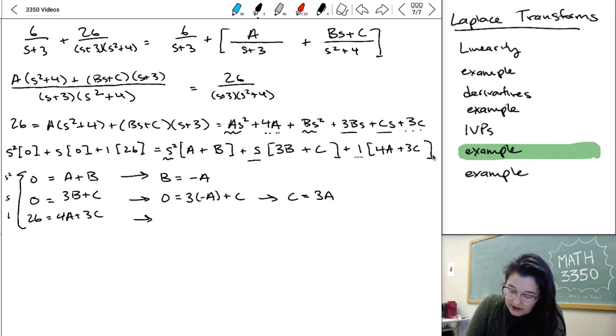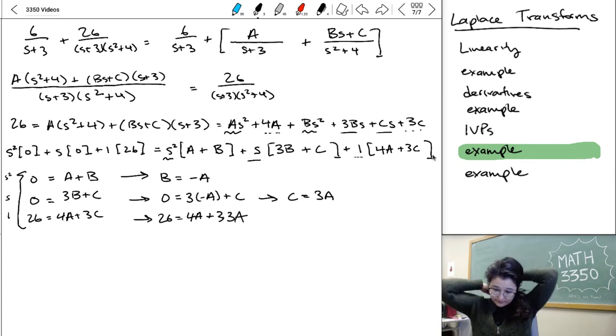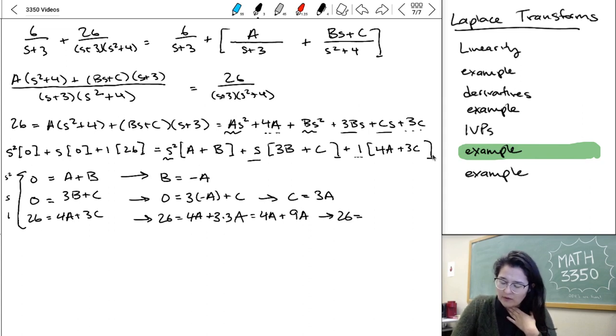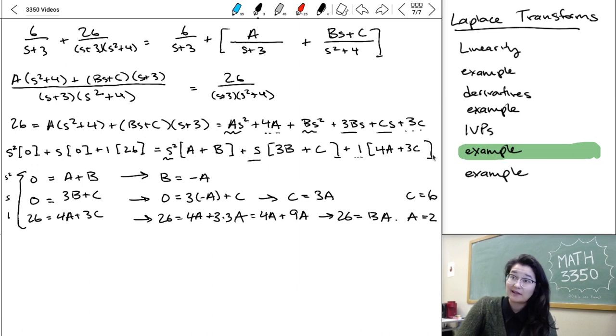Taking that down to my third equation, I've got 26 is equal to 4a plus 3c, but now I know that that's 3 times 3a, or 9a. So that means that I've got 26 is equal to 9 plus 4 is 13a, or a is equal to 2. Then if c is equal to 3 times a, that means c is equal to 3 times 2, which is 6. And if b is equal to minus a, that means that b is equal to minus 2.